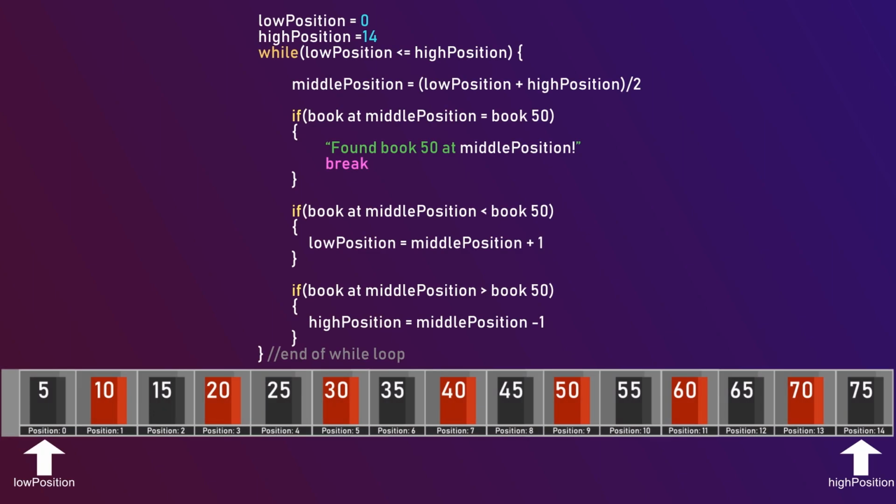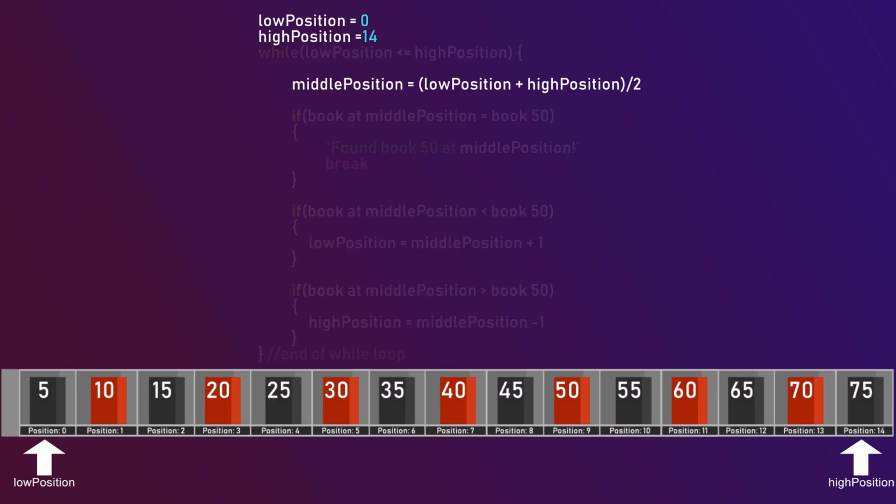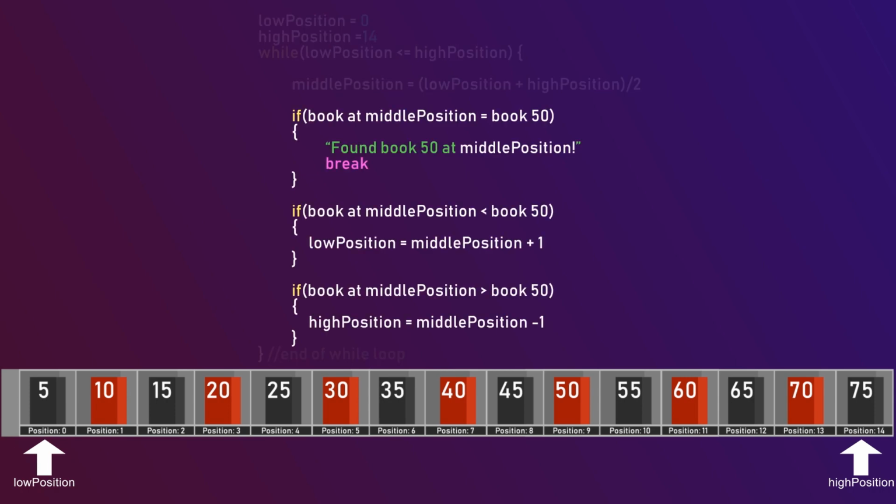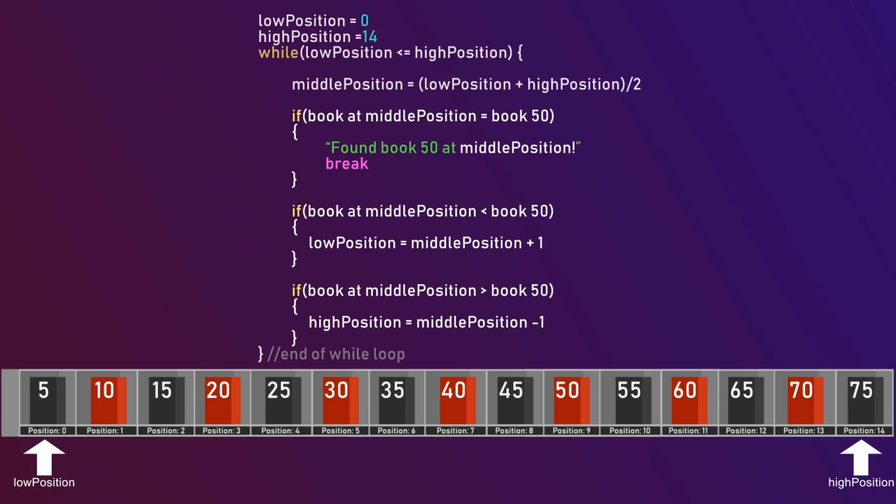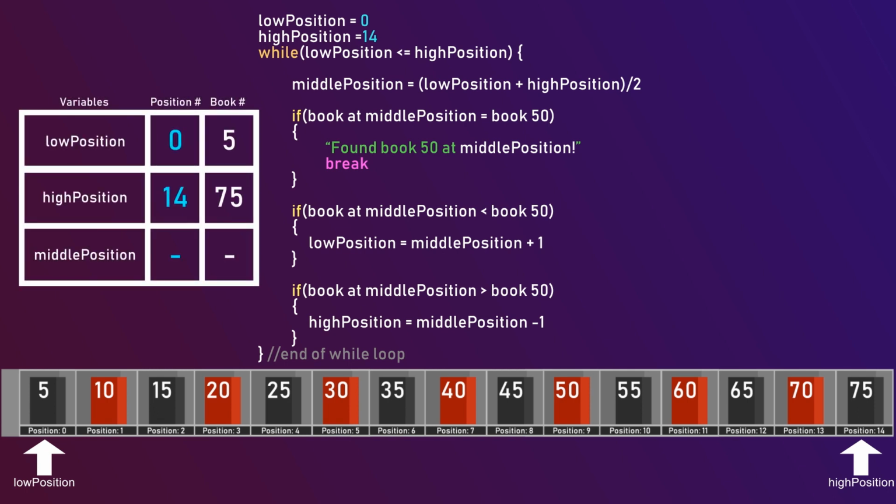You might notice some familiar components. We have our variables, our while loop, and our if statements. Since there's more going on here than there was in linear search, this provided chart will keep track of the values of the variables as they change. Since we now understand how these components work, let's just jump right in and work through the code to find book 50.